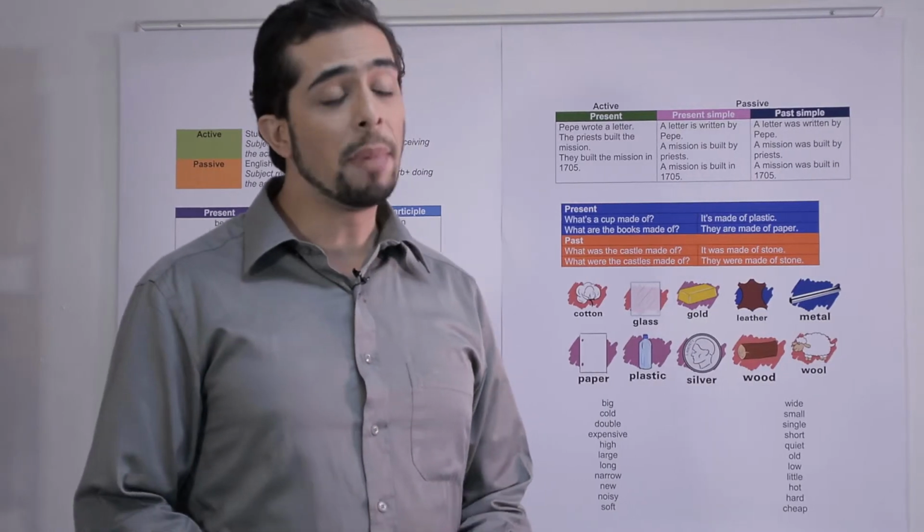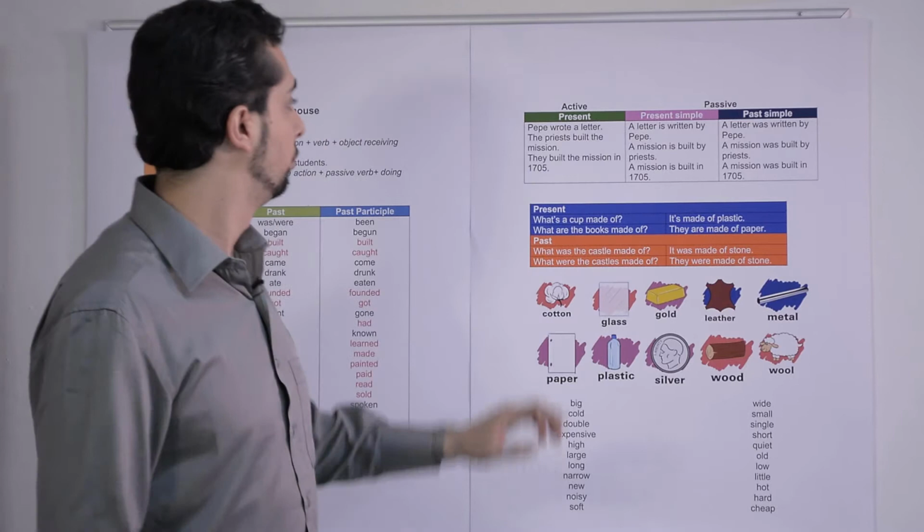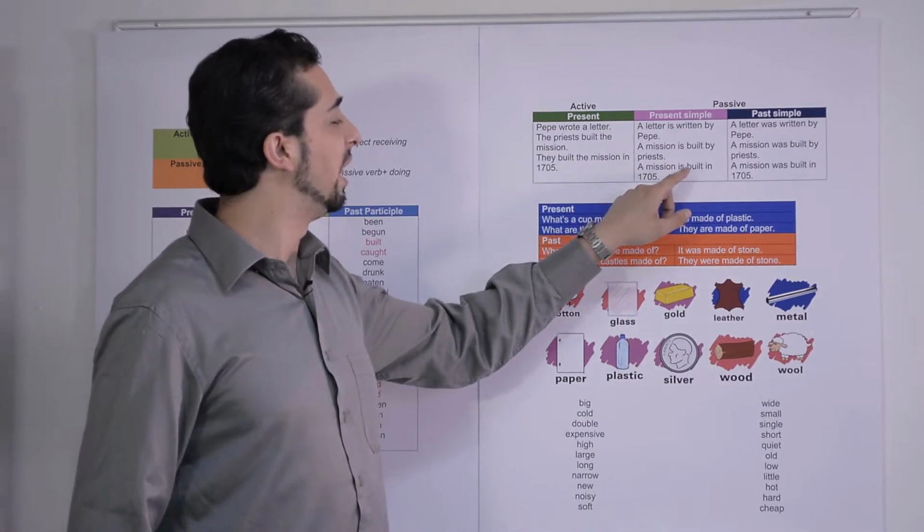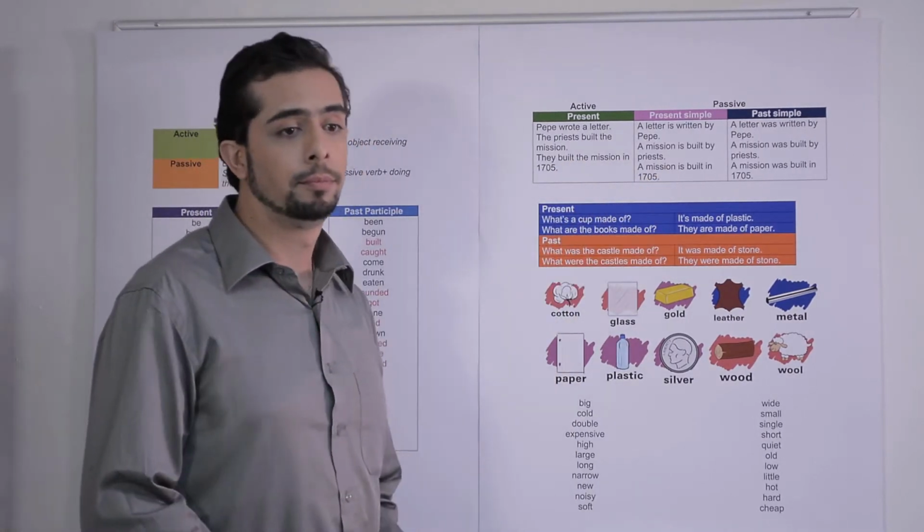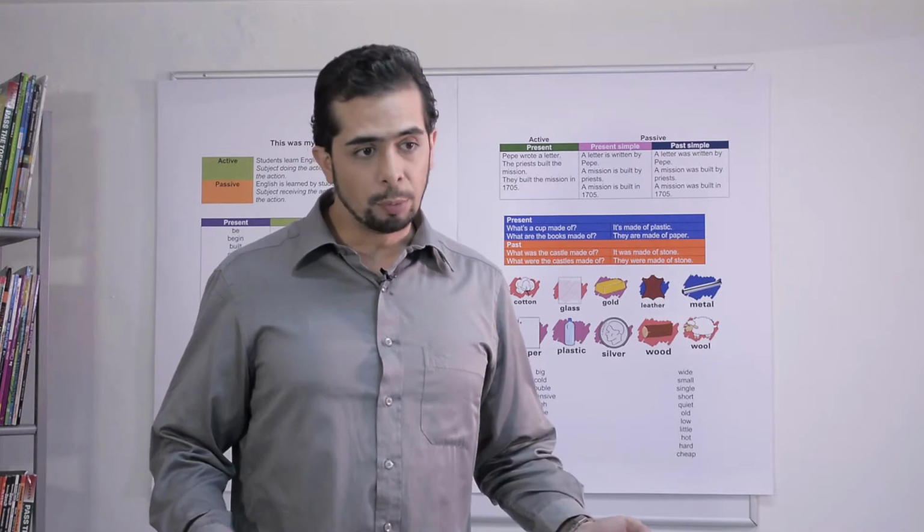That's right, when we mention the date, we use in. A mission is built in 1705. When we mention a person, we use by. A mission was built by the priest. Yes, and it will help you with your project.